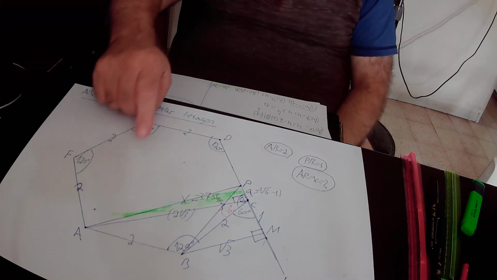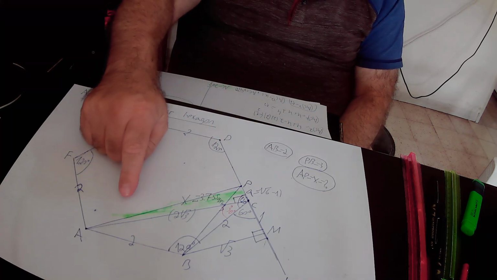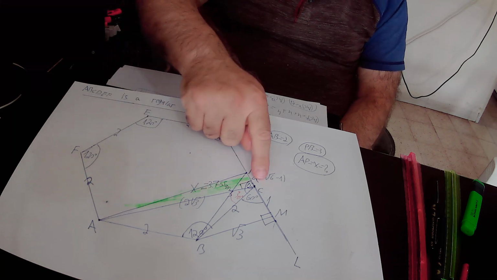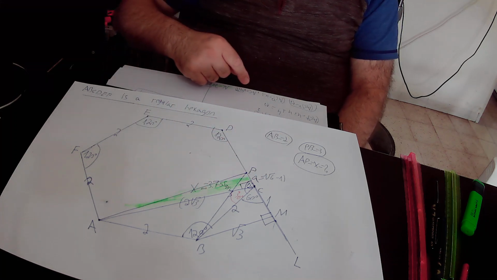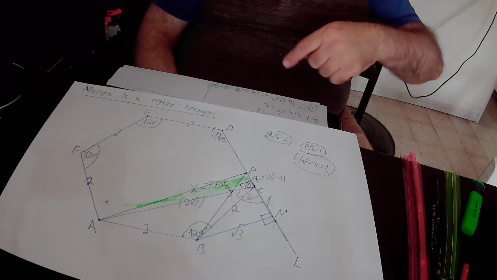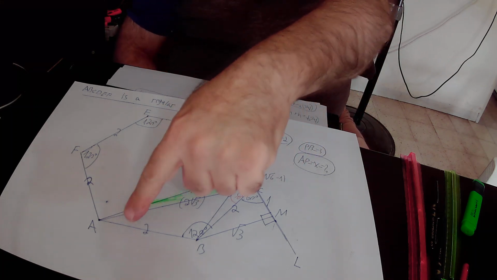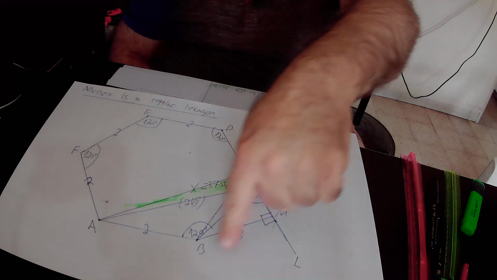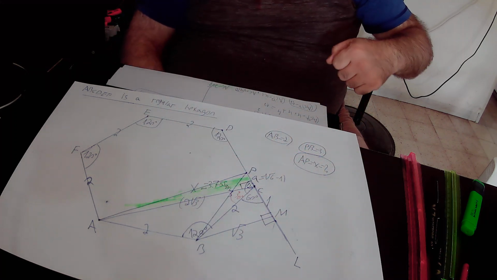we join points A and C together by a straight line. By joining points A and C, we created here triangle ABC.